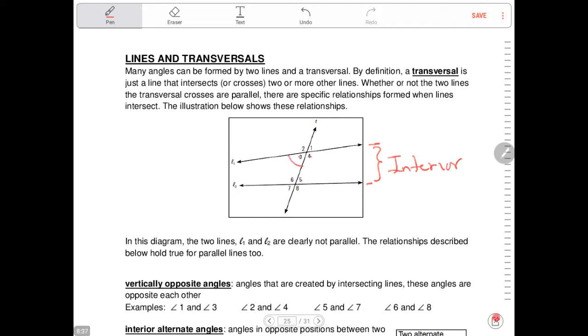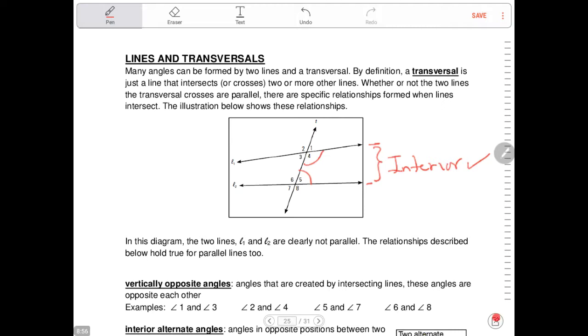If I look at number 3, we're looking for an interior angle on the same side of the transversal, so it must be 6. Another situation arises when we look at 4 and 5, because they both fit the definition of interior, and they're also on the same side of the transversal.